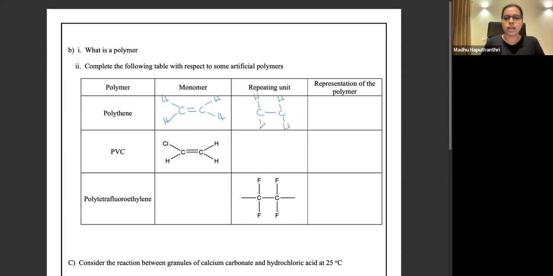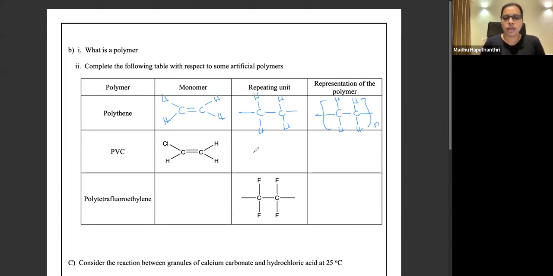Two hydrogens are connected, and it's having two single bonds again. Polymer means this repeating unit getting repeated for n many times. So you take the repeating unit, put a bracket, we usually go with a square bracket, and write n outside. That is the only difference between the repeating unit and the polymer.